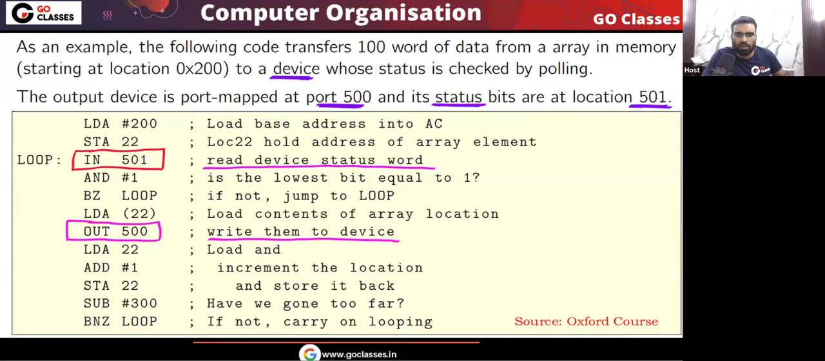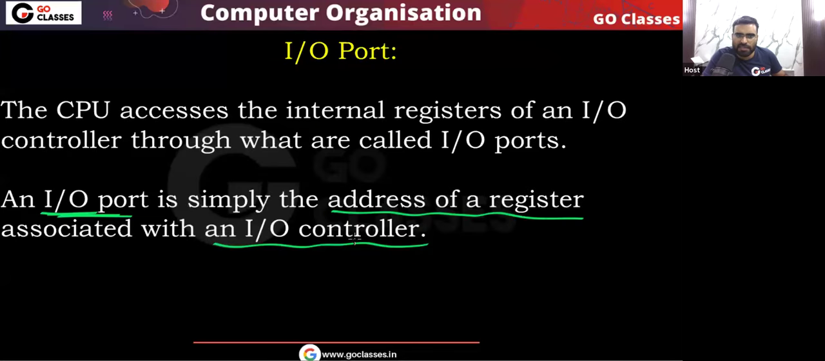Okay. So overall, this is the point I want to convey: the registers inside the controller have an address, and that is called an IO port. So the CPU will access the internal registers using IO ports. Every register has an address that is called an IO port. Okay, clear? Let me know. So very simple point.